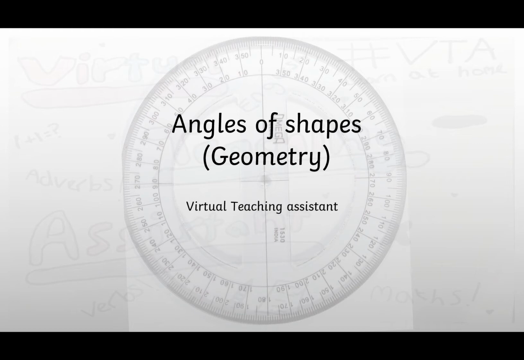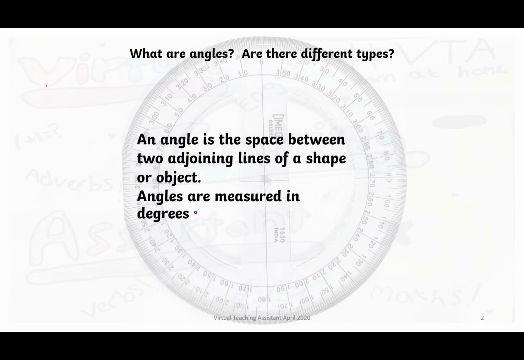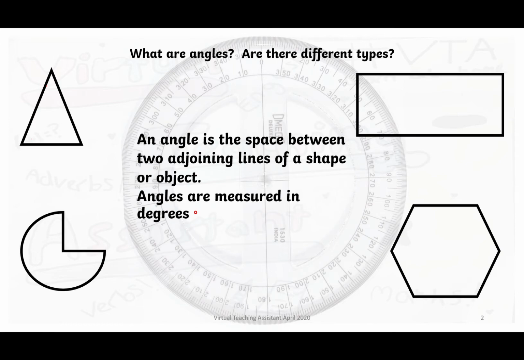This is angles of shapes, so basic geometry really. Okay, so what are angles and are there different types? Yes, there are. An angle is the space between two adjoining lines of a shape or an object. So it's basically the corners. Both the inside of the corner and the outside of the corner can be measured as angles. So this side and this side in here. I've marked a few of them here in red just to give you an example.